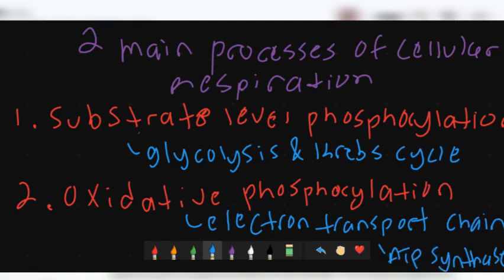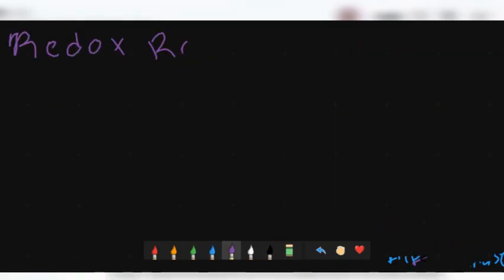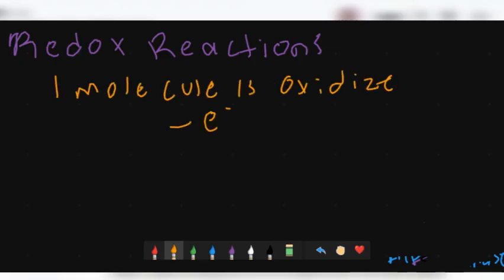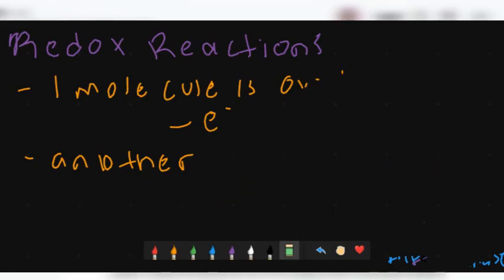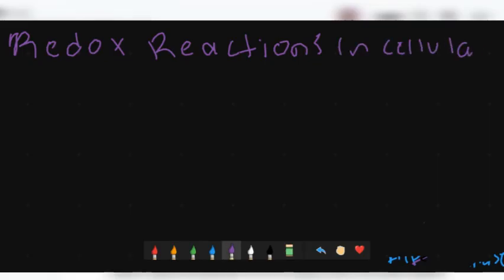Cellular respiration relies on redox reactions, which are reactions where electrons are moved. One molecule gets oxidized, which means it loses electrons, while another gets reduced, which means it gains electrons. During respiration, glucose is oxidized and oxygen is reduced.